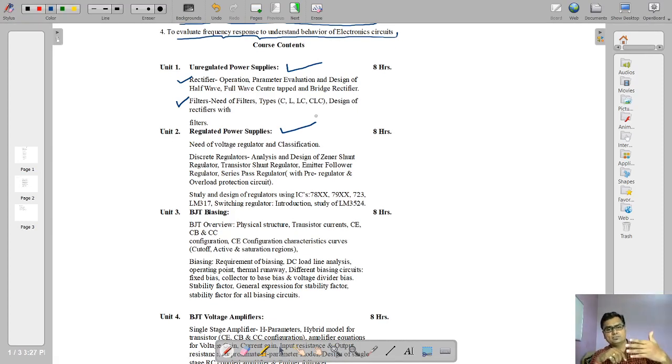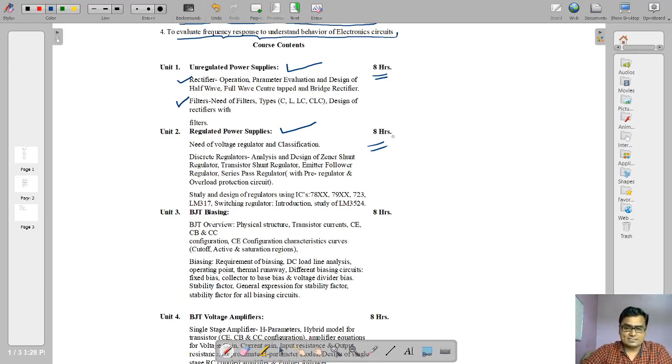So after completion of these two chapters, you will be able to design and develop a full-fledged power supply. And for the first chapter, total hours are 8. It means within those 8 hours we have to finish this chapter, and for the second also we have 8 hours. So those first two chapters are related to design, analysis and development of DC power supply.